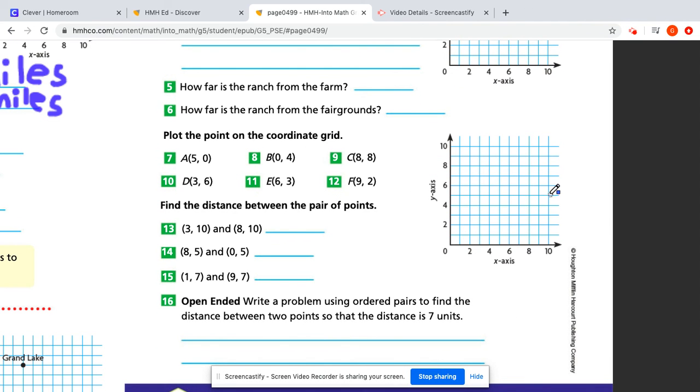This is your coordinate grid. These are your ordered pairs. I'll do the first one for you and help you out. So again, X first. Then your Y. So I'm going to go on my x-axis. I'm going to go to 5 again. It's 2, 4, so 5 must be over here in the middle. And I'm going to go up 0. So I didn't go anywhere. And I'm just going to go ahead and label that point A.